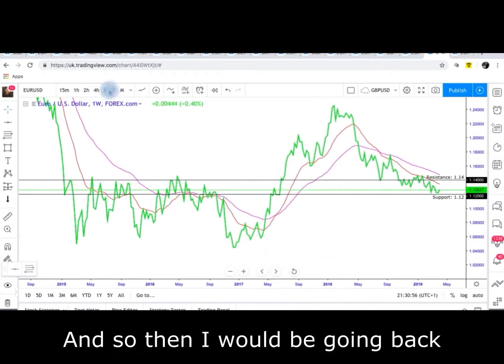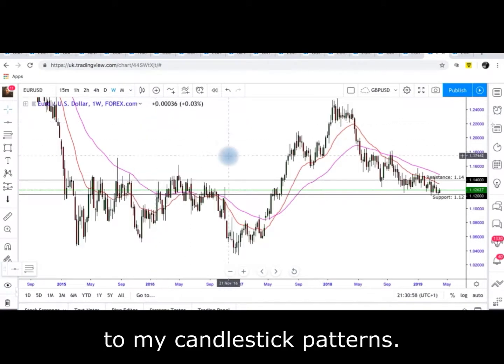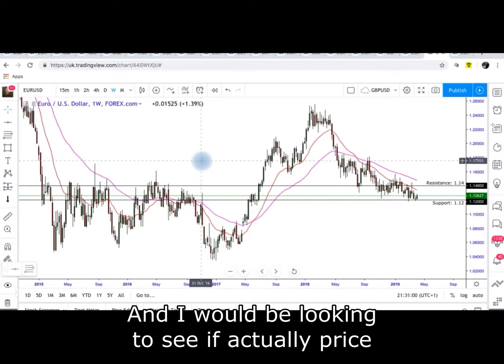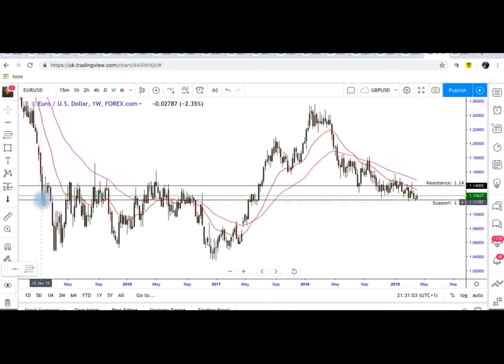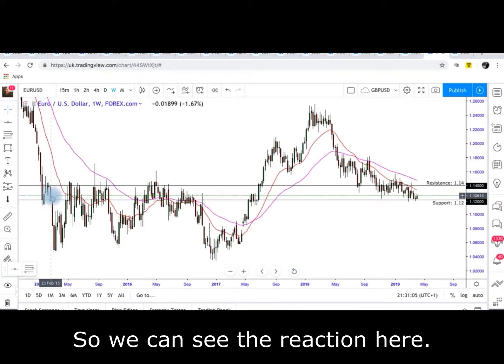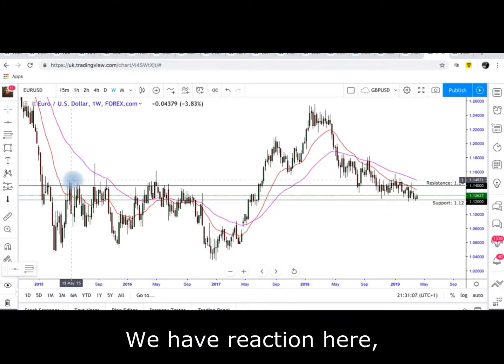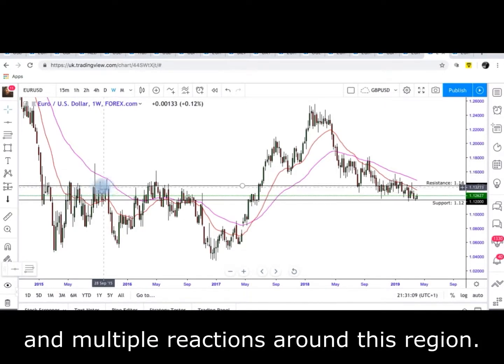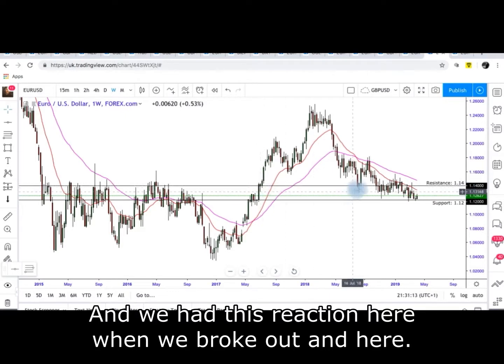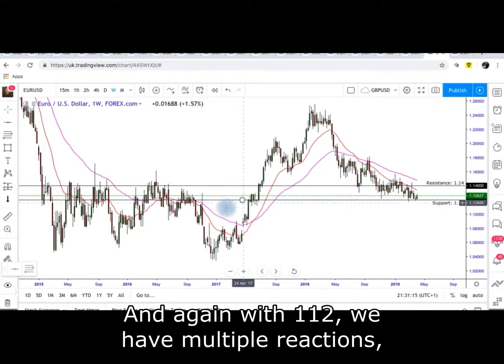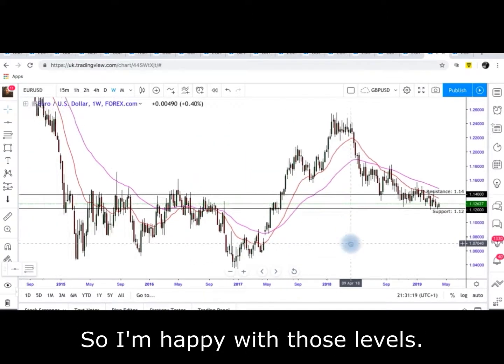Then I would be going back to my candlestick patterns, and I would be looking to see if price has actually respected these levels. So we can see we had a reaction here. Again, we're not really too fussed about this. We had a reaction here and multiple reactions around this region. And we had this reaction here when we broke out, and here. And again, with the 112, we had multiple reactions where price respected these levels. So I'm happy with those levels.